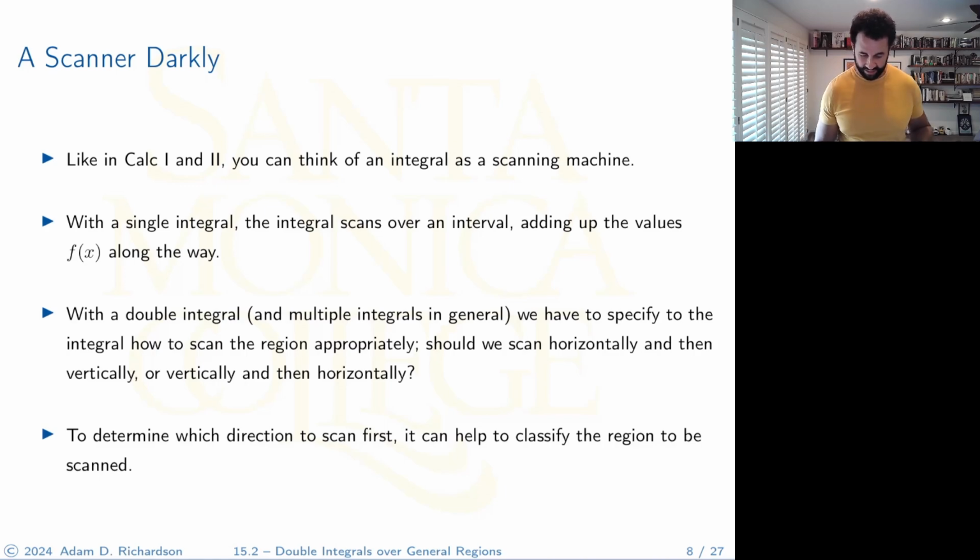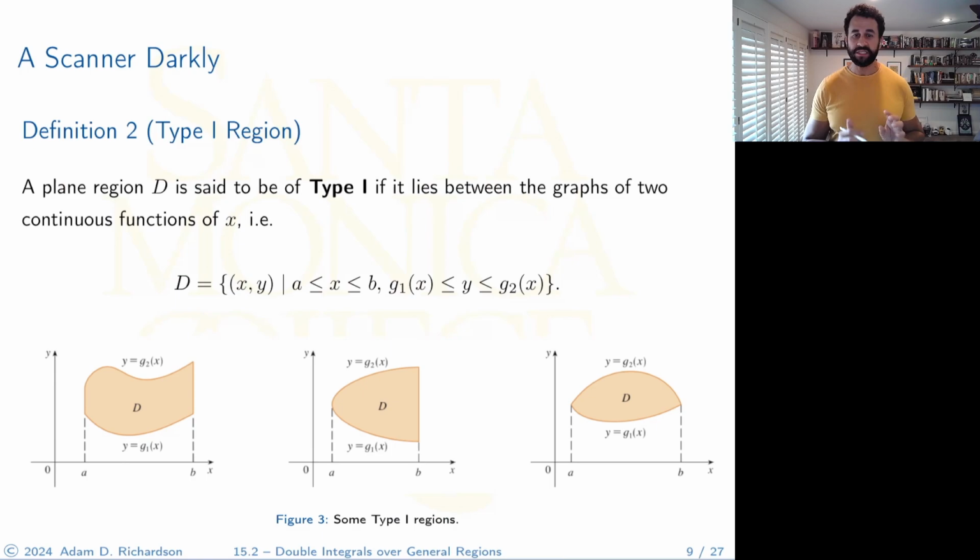So to determine which direction to scan first, it can help if you classify the region just to get an idea of what would be easier. All right. So this is what they call a type 1 region. Full disclosure here, you do not need to memorize type 1 or type 2. I'm not going to quiz you and ask whether this is a type 1 region or a type 2 region. These are just labels to distinguish between the regions. But here's what a type 1 region looks like.